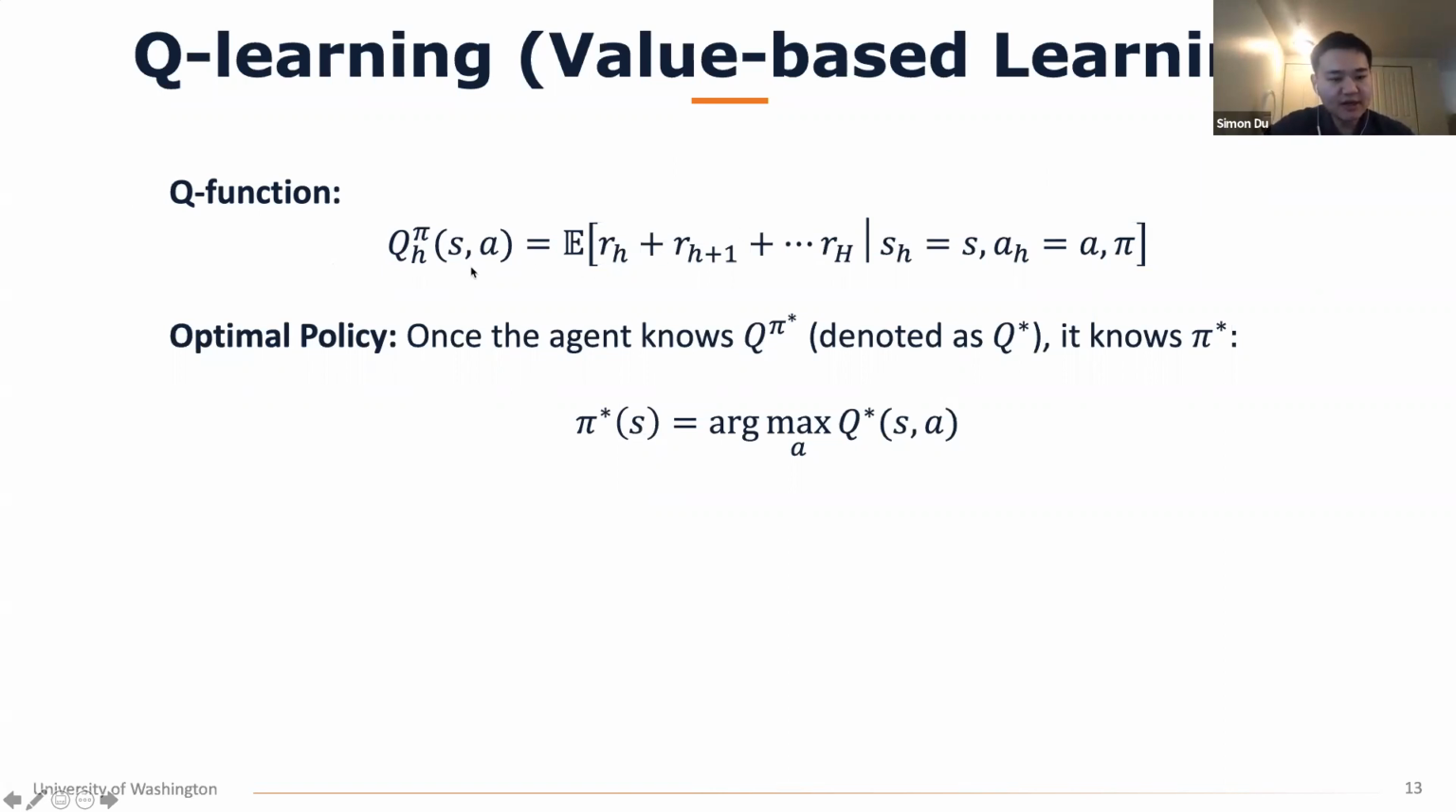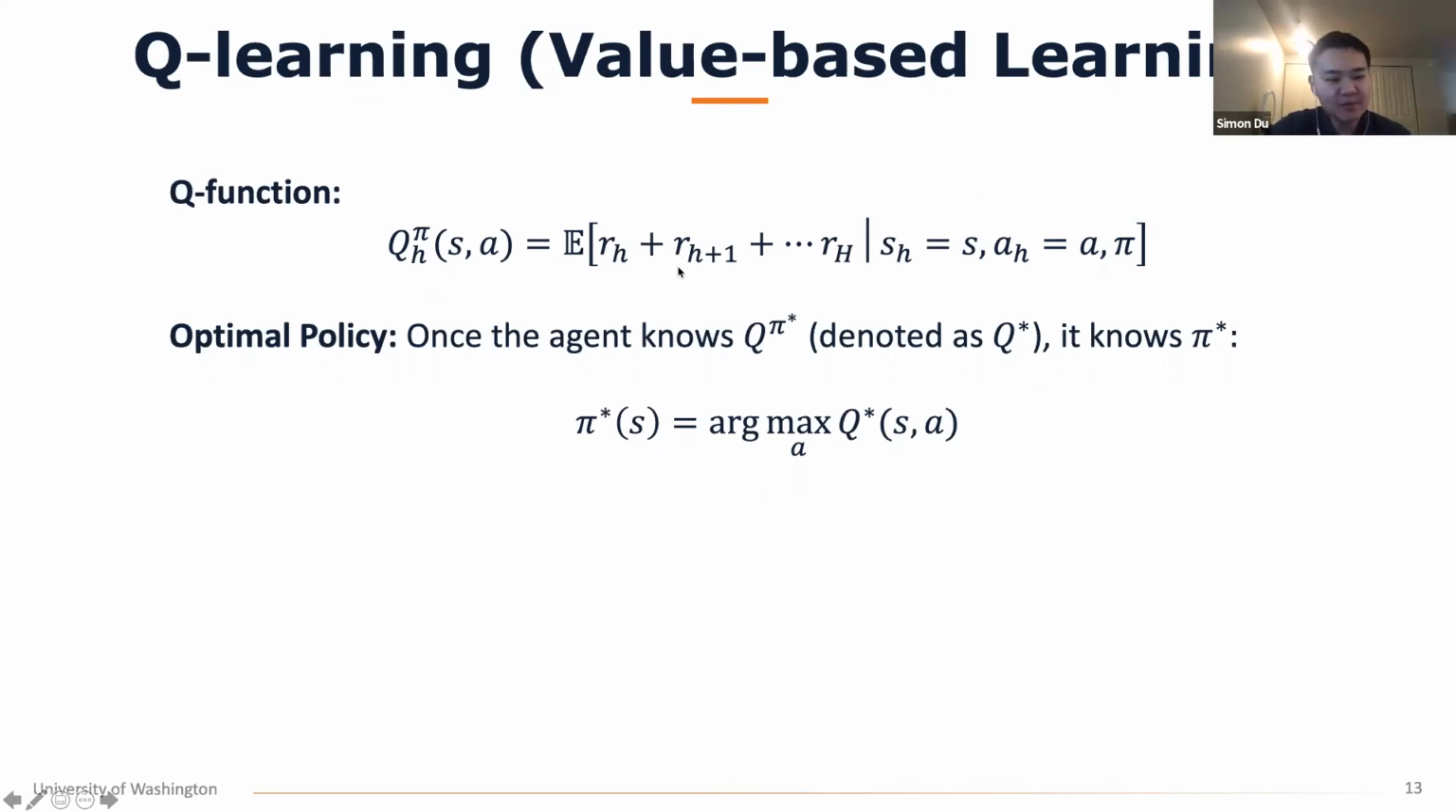Each level can have a different Q function, where small h denotes the time step you are currently at. The Q function is defined as the expected total reward starting from the state S, where you take action A, and then you follow the policy pi. You take the expectation over the transition and the reward. So this is the expected reward from the state and action A, and then following the policy pi. This is the Q function.